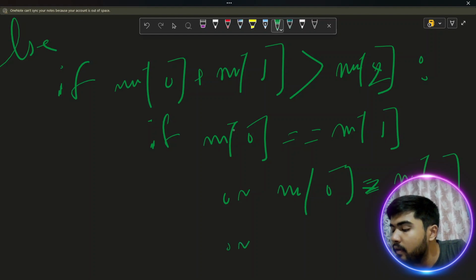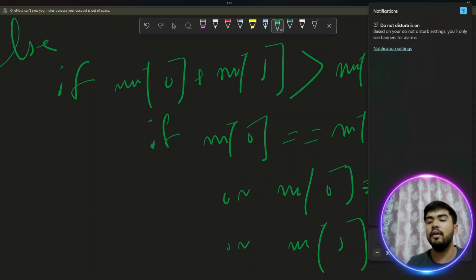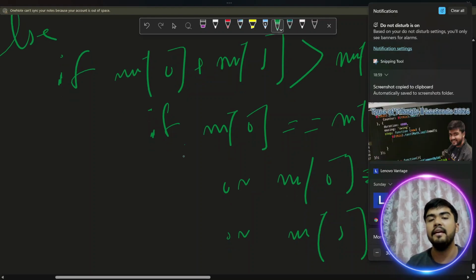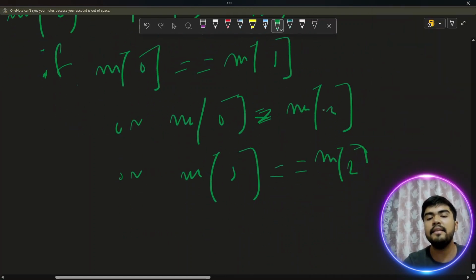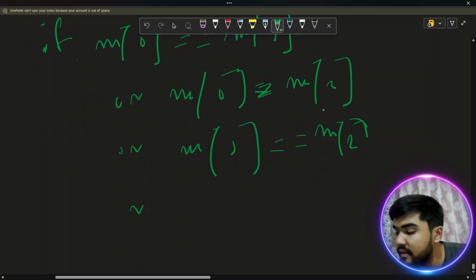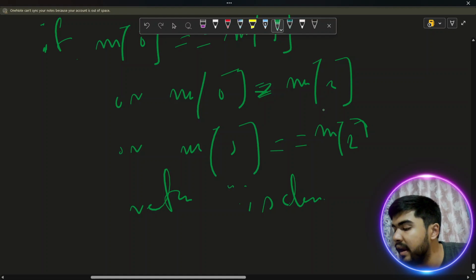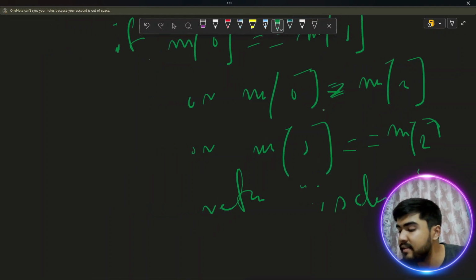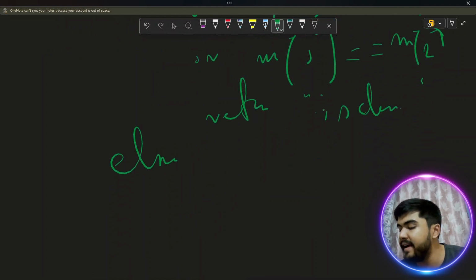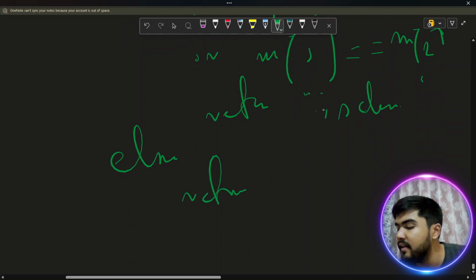Or nums1 is going to be equal to nums2. If any of the cases is valid, then can I say this is an isosceles one? Yes, then in that case you can return isosceles, like two sides are identical. Else, if that is not the case, you can blindly return scalene.